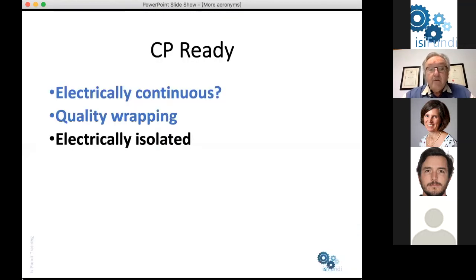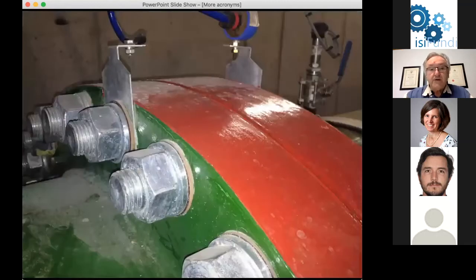The pipeline needs to be isolated, but now, hang on, I just said it needs to be continuous. Now it needs to be isolated. Well, the pipeline as a unit needs to be continuous, but it needs to be electrically isolated from everything else. And we do this by installing what we call insulating flange kits.